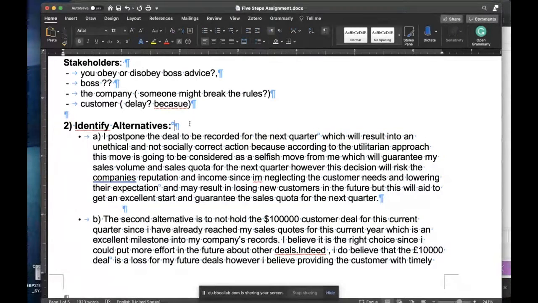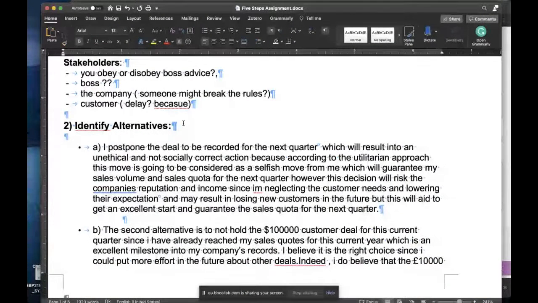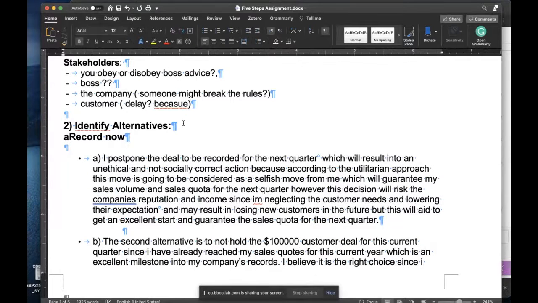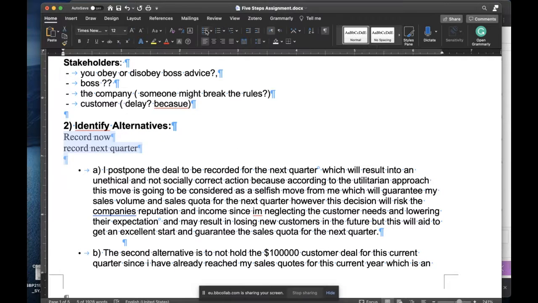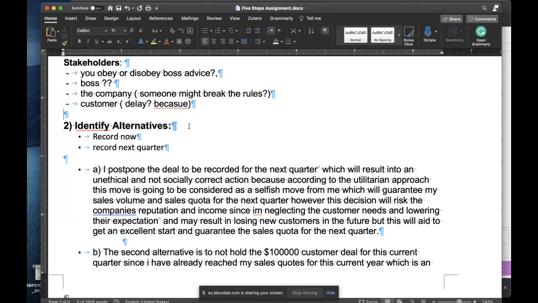This step, if you look at the instructions, is only to state the alternatives. So one is to record now, alternative one, and alternative two is to record next quarter. So you have to be very careful with the language, super careful with the language. Keep it simple: record now, record next quarter. These are the two alternatives that you have.